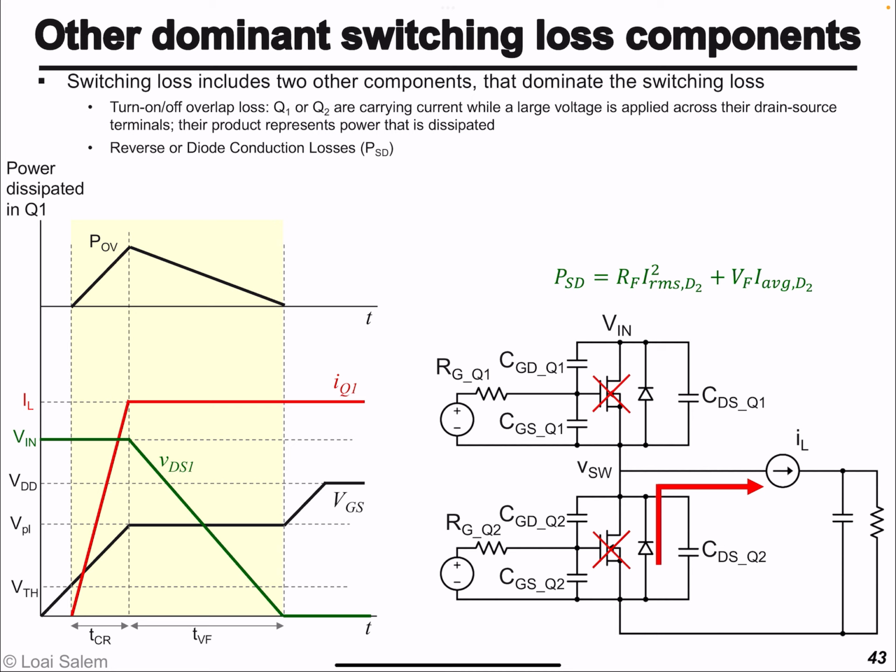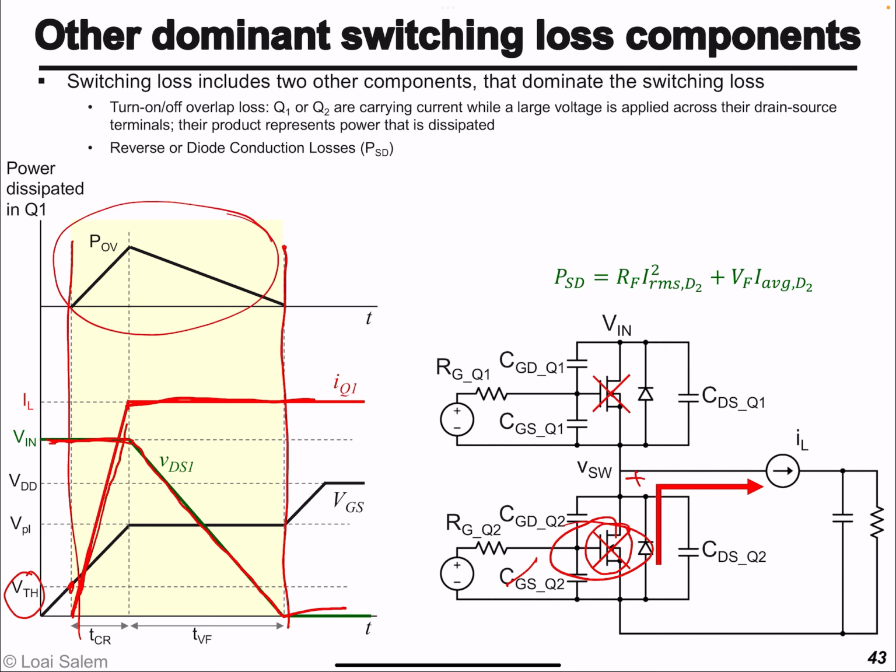One of them is the overlap loss. You can think of the overlap loss as basically for the transistor Q2: once its gate voltage exceeds the threshold voltage, there will be some drain current flowing into it. However, its drain to source voltage was at Vin and is starting to decrease, and it will take finite time to decrease. So during this interval, Q2 is carrying a finite amount of current and has very large voltage across its terminals, so it will cause a high amount of power loss. This is called overlap loss or turn on overlap loss. And also there is turn off overlap loss as we turn off the switch. And the same thing for Q1. So these are very critical loss components.